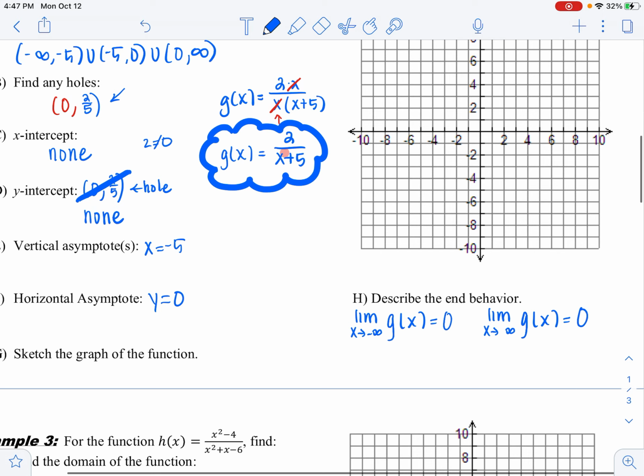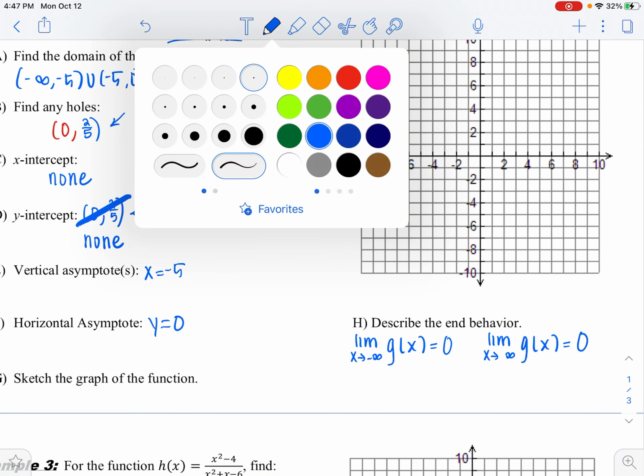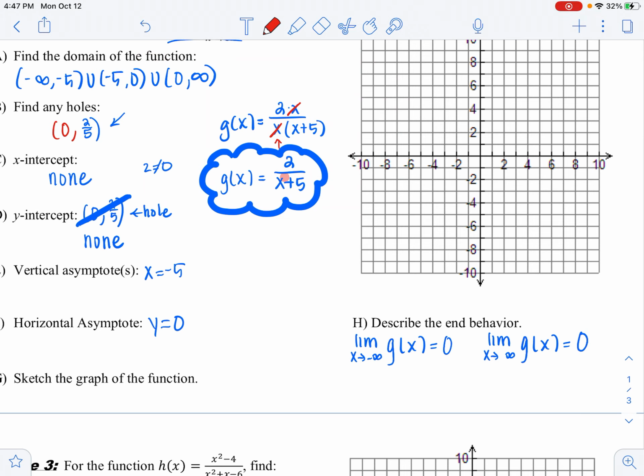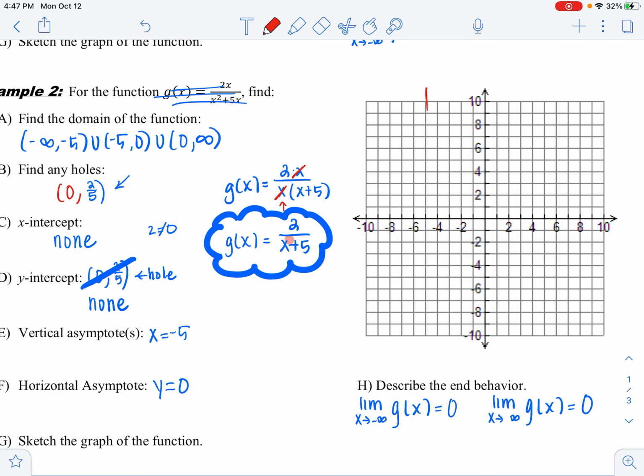Now if I wanted to wait until I was done graphing, you can. It's not a big deal. Okay, I'm going to graph my vertical, horizontal asymptotes, and I'm also going to graph any holes in the graph right now. Okay, vertical asymptote, x equals -5.